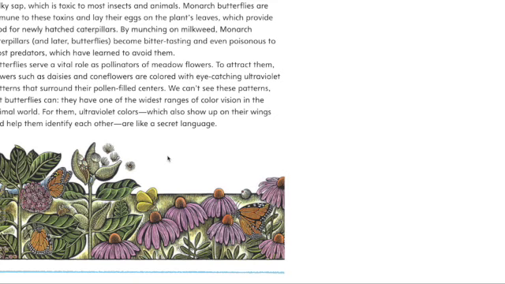Butterflies serve a vital role as pollinators of meadow flowers. To attract them, flowers such as daisies and coneflowers are colored with eye-catching ultraviolet patterns that surround their pollen-filled centers. We can't see these patterns, but butterflies can. They have one of the widest ranges of color vision in the animal world. For them, ultraviolet colors, which also show up on their wings and help them identify each other, are like a secret language.